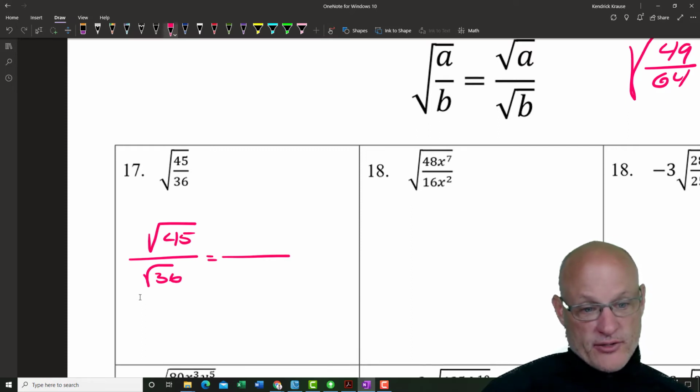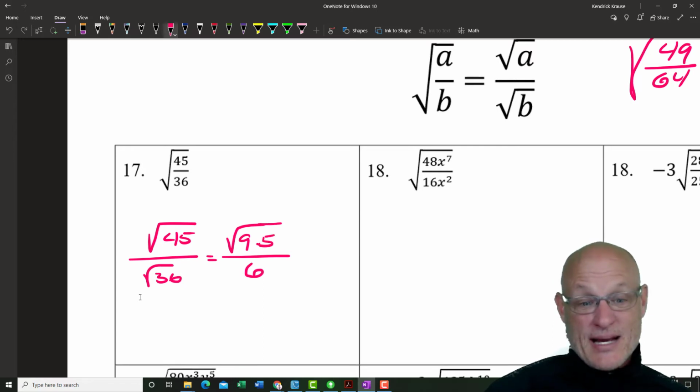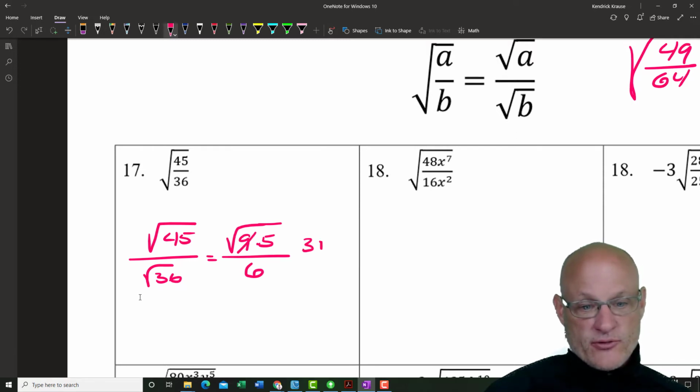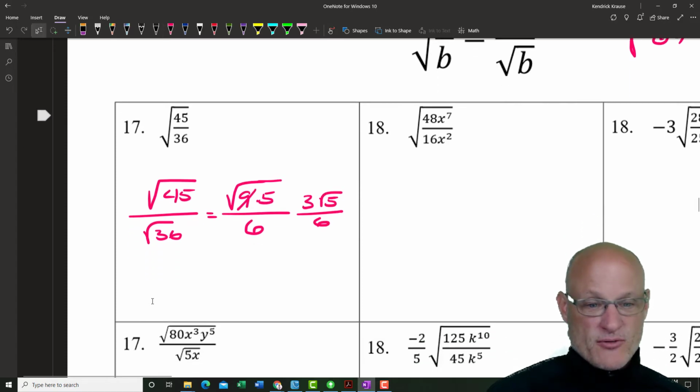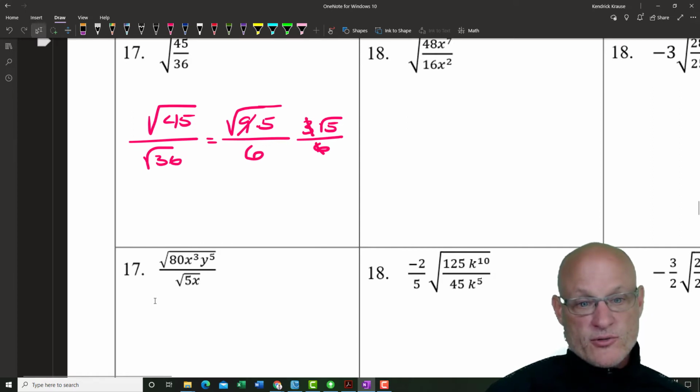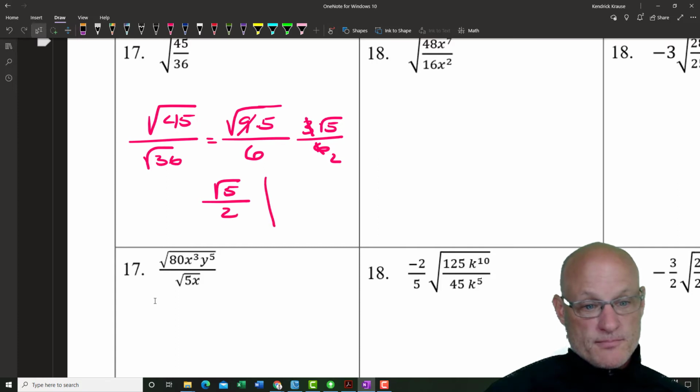Now, luckily for me, the square root of 36 is just 6. That's easy. The square root of 45, though, we're going to write this as 9 times 5, right? You all know that 9 times 5 is 45. All right, the square root of 9 is 3, so this becomes 3 square roots of 5 over 6. Now, can't that 3 over 6 reduce to 1/2? 3 goes into 6 twice. So we end up with the square root of 5 over 2.